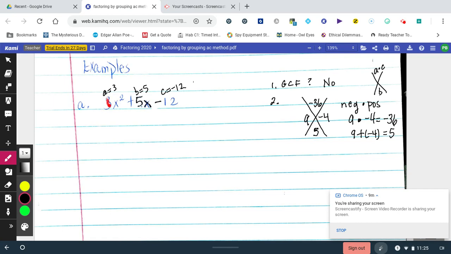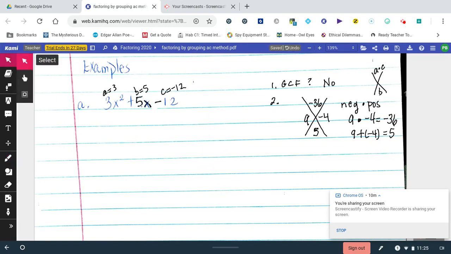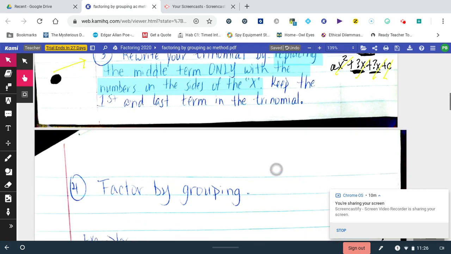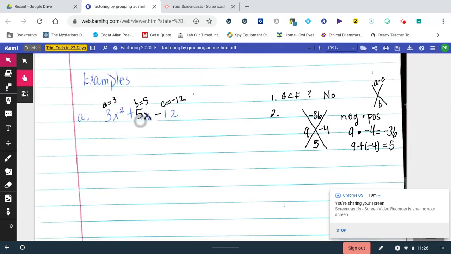Now, had it been a 1, yeah, I could have gone x plus 9, x minus 4. All right, so now, what do I do with these numbers on the sides of the x, since my leading coefficient isn't 1 and I can't write those numbers in my factor? And this is what you're going to do. You're going to go back up to step 3. It says rewrite what? Your trinomial. How? By replacing the middle term only with the numbers on the sides of the x. And you're going to keep the first and last term in the trinomial. Okay, so this is the middle term right here. I am going to rewrite that.